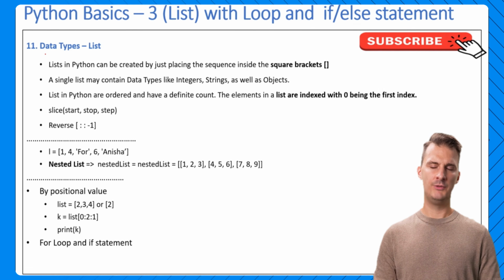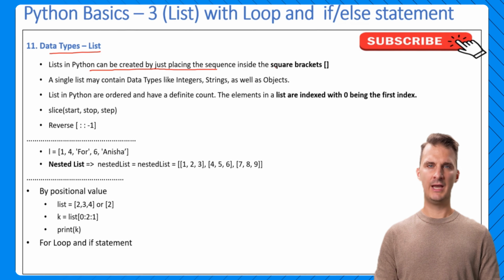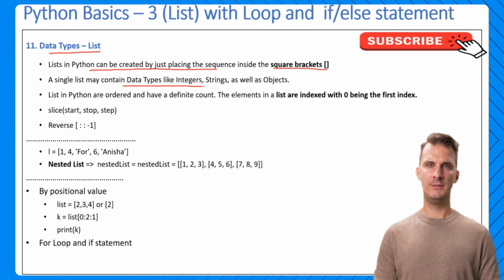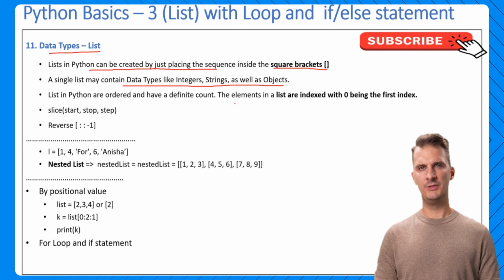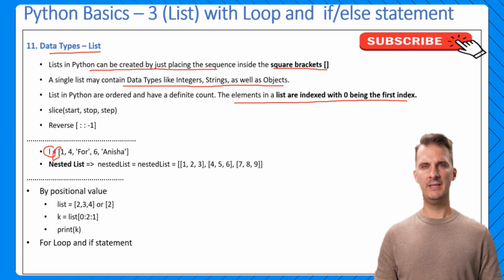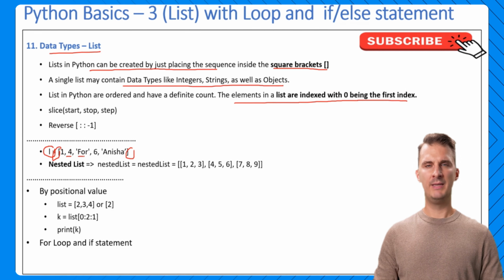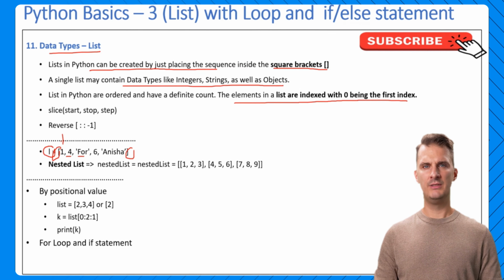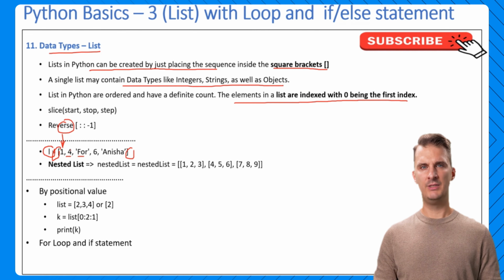Okay, so what are lists? Lists are basically created in Python using the square bracket. They can contain multiple data types like integers, strings as well as objects. The elements in a list are indexed with 0 being the first index. So let's take an example. Here you have a list and you can see the square brackets. Then you have different data types, integers, then strings, and the first element in the list would be 0.